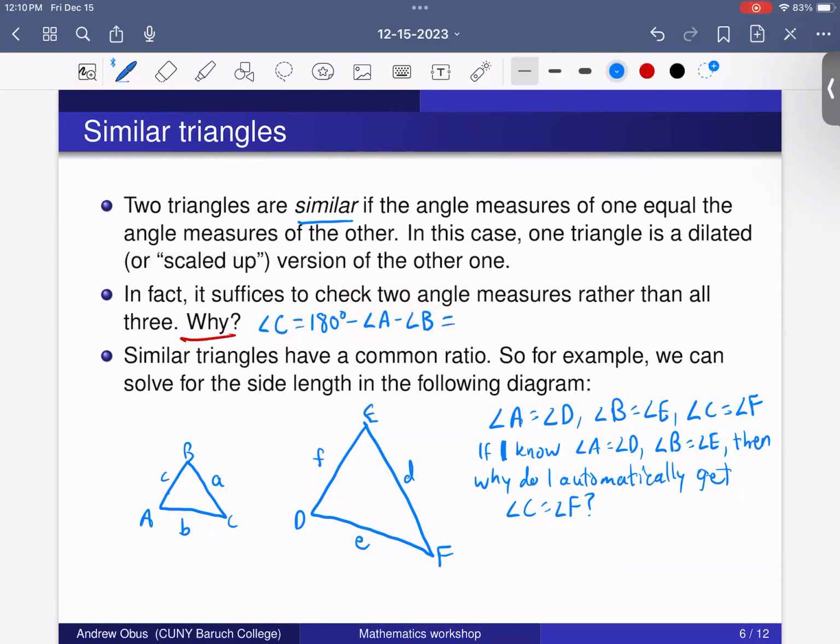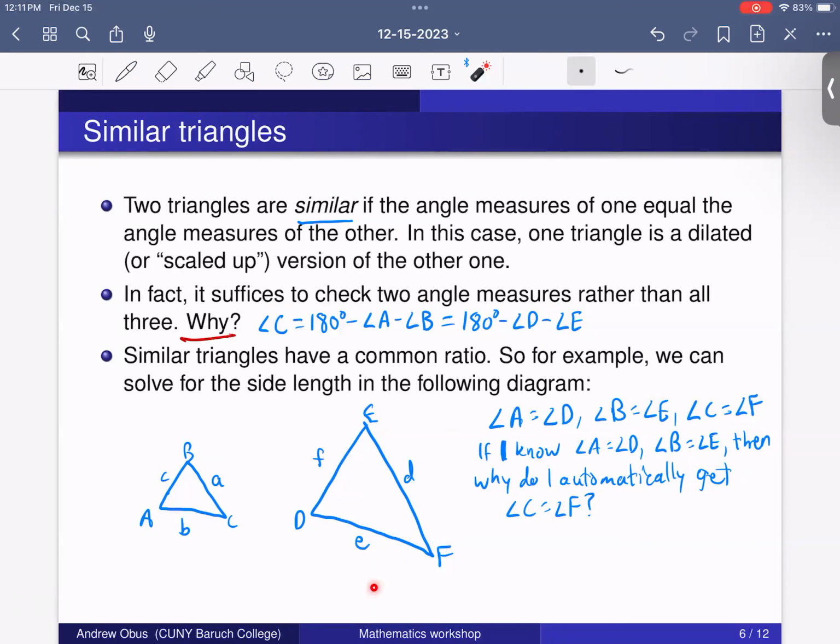But I've told you that angle A is angle D and angle B is angle E, right? So this is the same thing as 180 minus angle D minus angle E, right? Because I'm assuming that A and D are the same and B and E are the same. What you want to conclude is that C and F are the same.